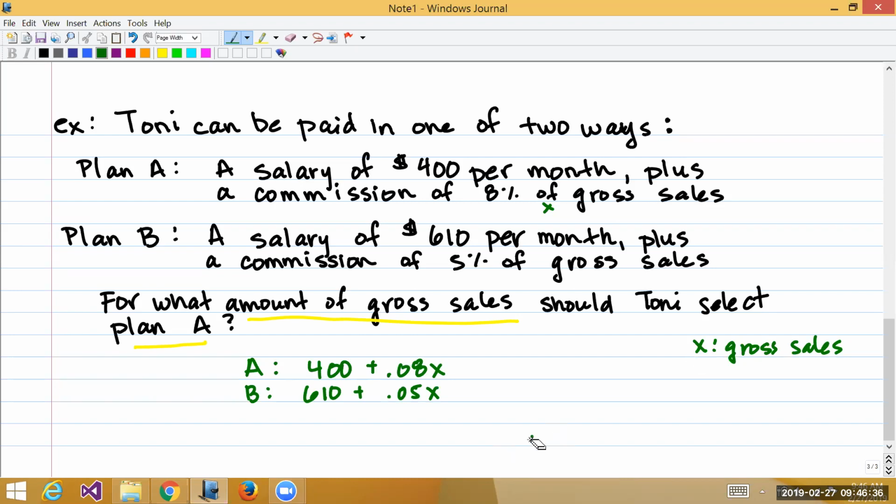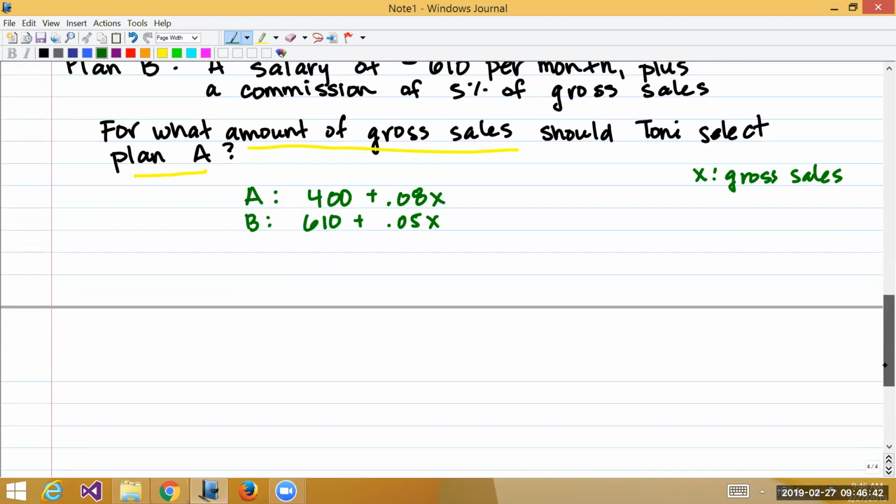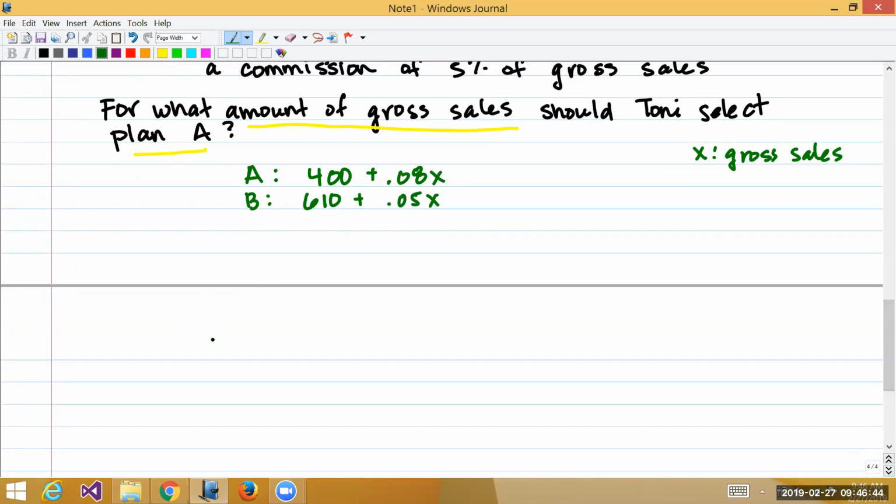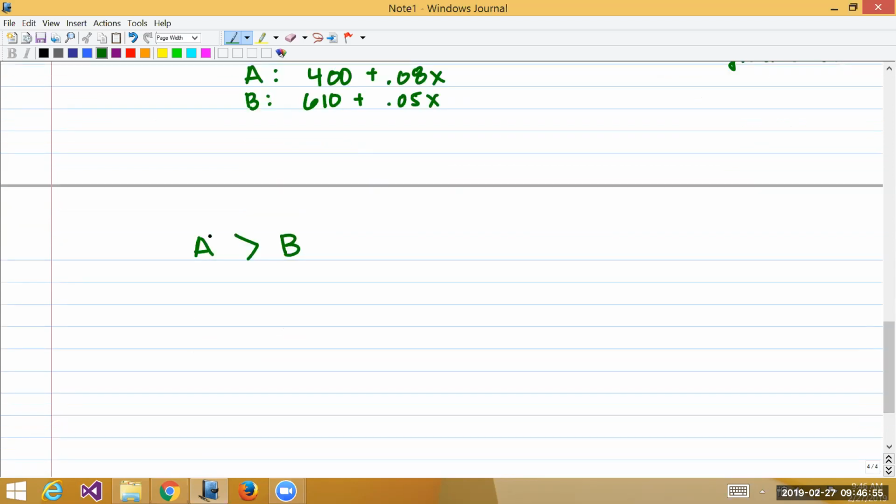Now we want to solve for x. For what amount of gross sales should Tony select Plan A? So if she's going to select Plan A, that means we want Plan A to offer her more money than Plan B. So A should be greater than B. So let's go ahead and substitute now. A was 400 plus 0.08x is greater than 610 plus 0.05x.